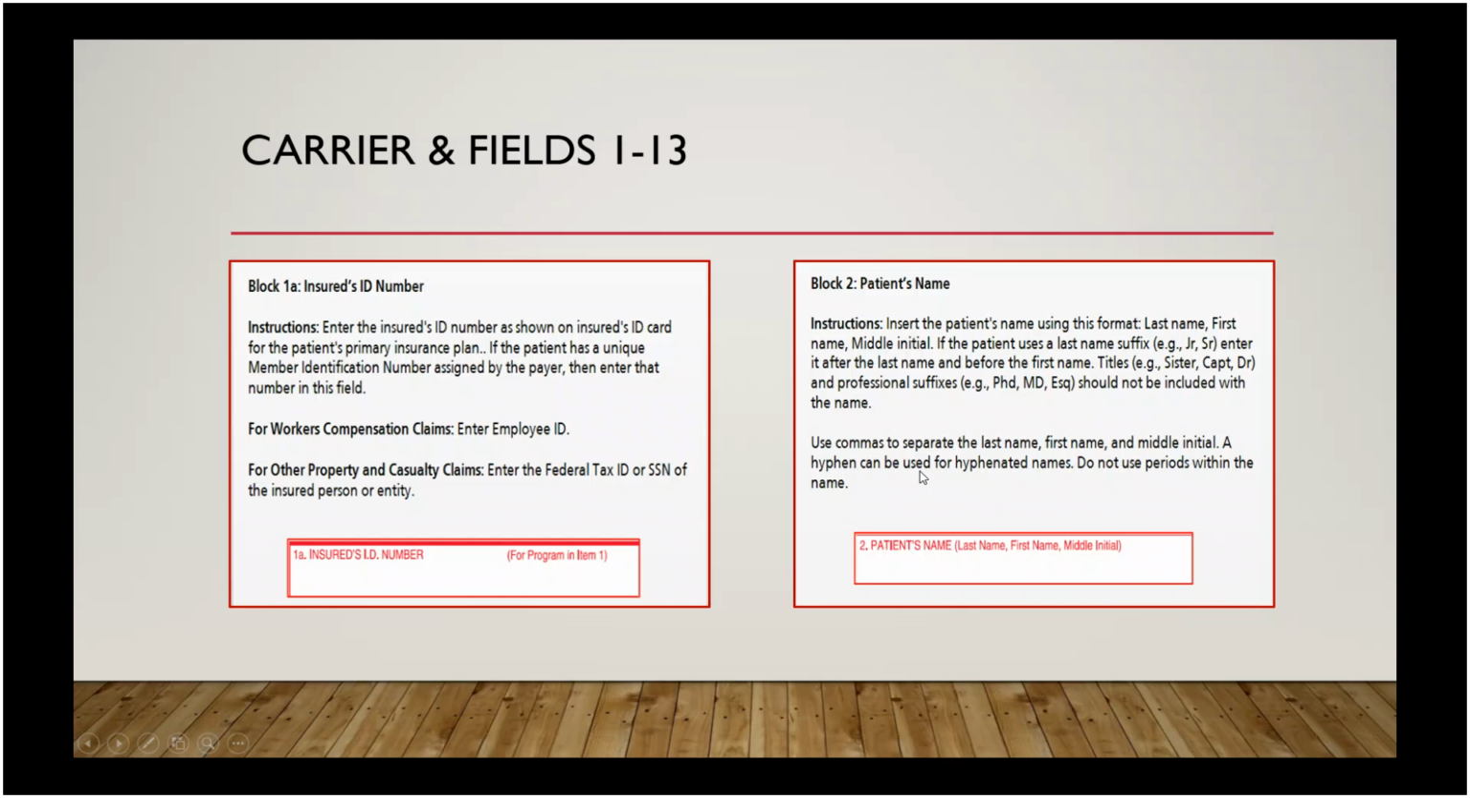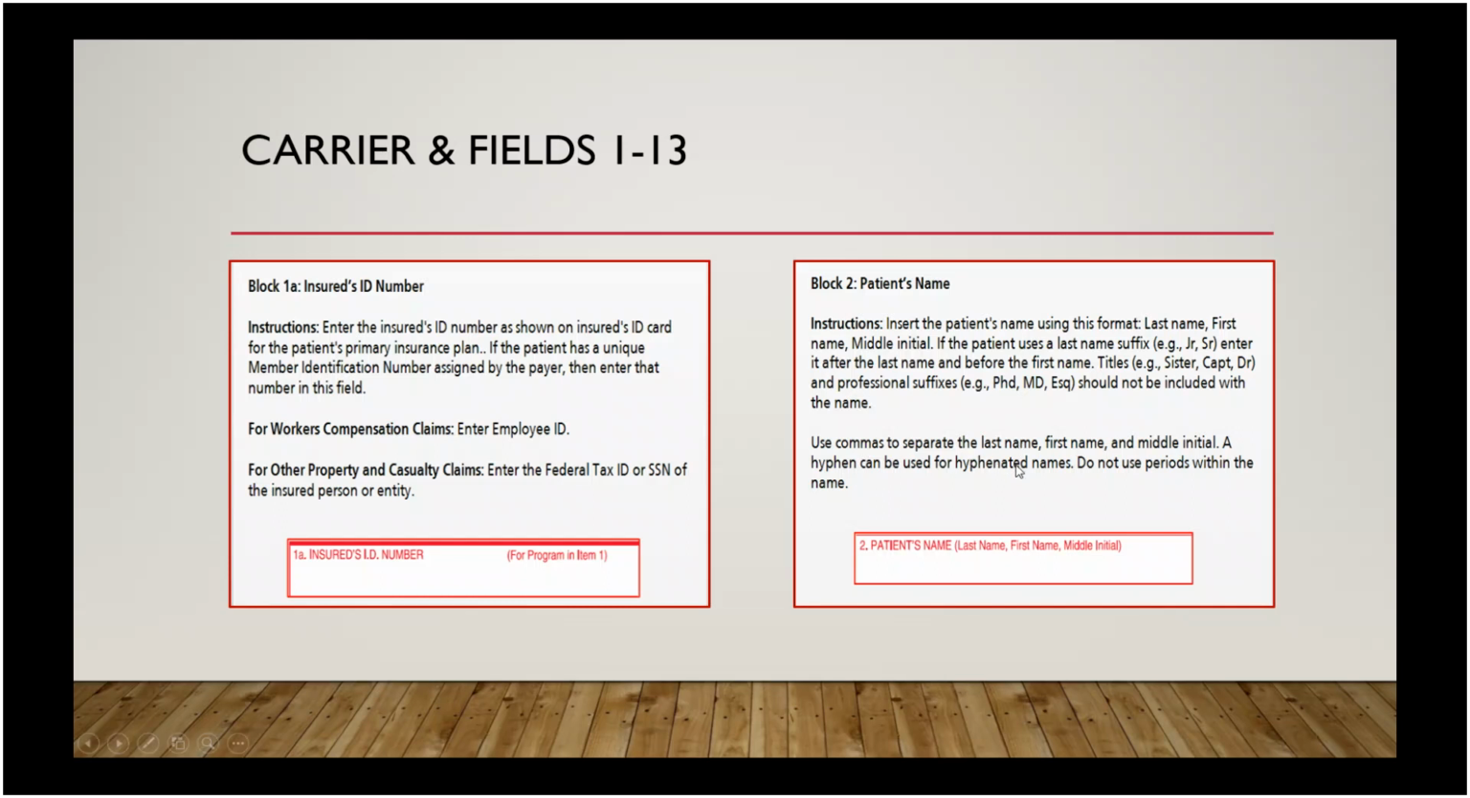Okay, block 1A is your insured ID number. For workers' comp, you're going to enter your employee ID. And for other property and casualty claims, you're going to enter the federal tax ID or social security number of the insured persons. Again, you want the number to be as shown on the insured's ID card for the patient's primary insurance plan. So it is unique. Again, pay close attention to the details here. This is where you could get off.